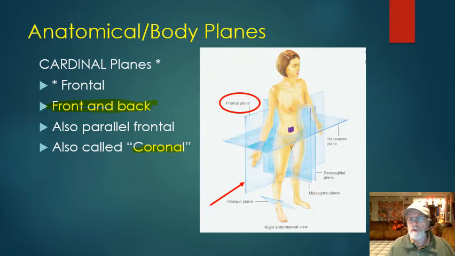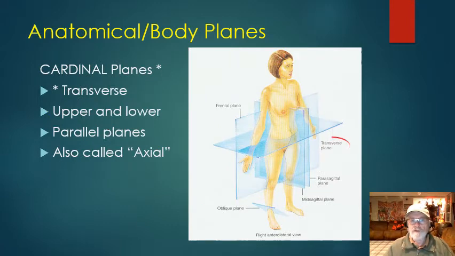So now we know what the sagittal plane is, which divides a right and a left, and we now know what a frontal plane is, which divides the body into a front and a back. So that's the frontal plane, also called the coronal plane. Again, if you see coronal plane, it means the same as the frontal plane.